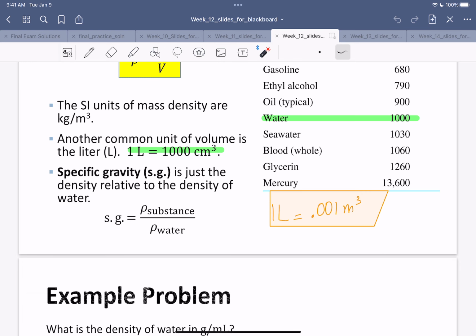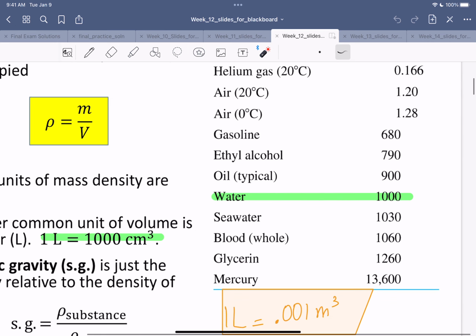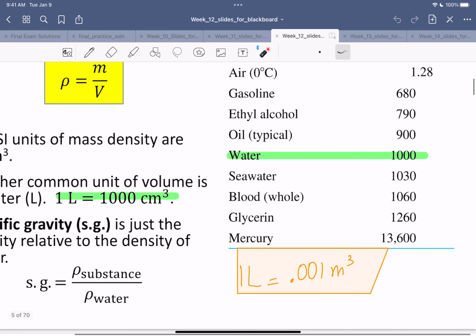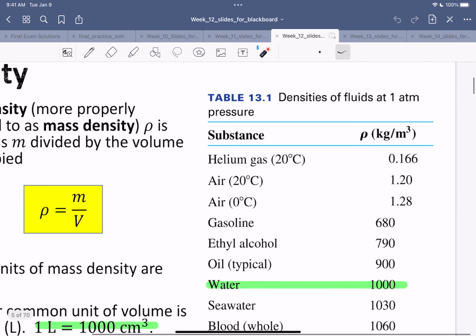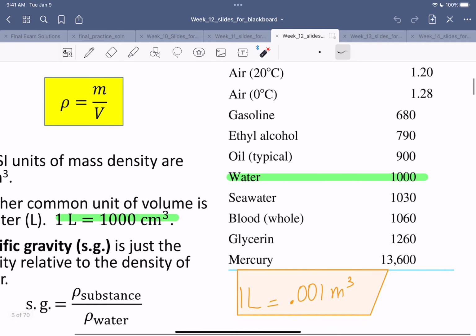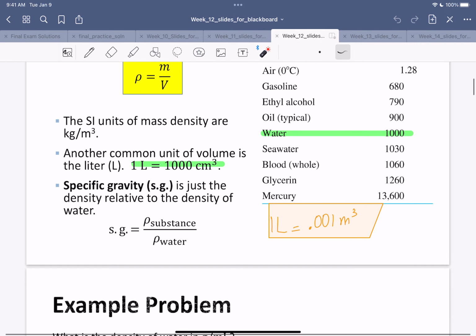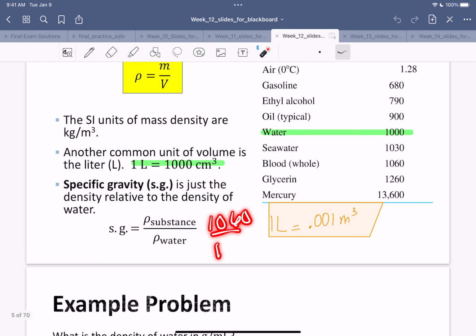So if I, for example, took, let's say, 1,060 kilograms per meter cubed for blood. If I want the specific gravity for blood, I just take 1,060 divided by 1,000 kilograms per meter cubed to get my specific gravity for blood. And then that will give me basically a ratio or a factor that I can multiply by the density of water in order to get the density of the substance.